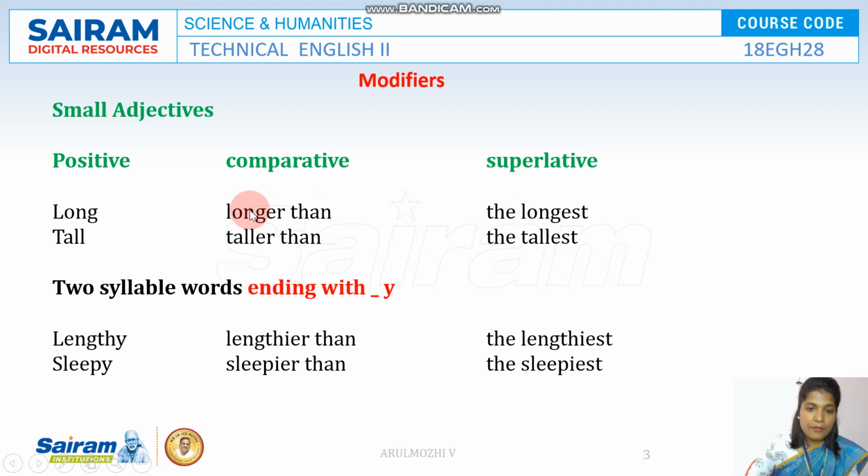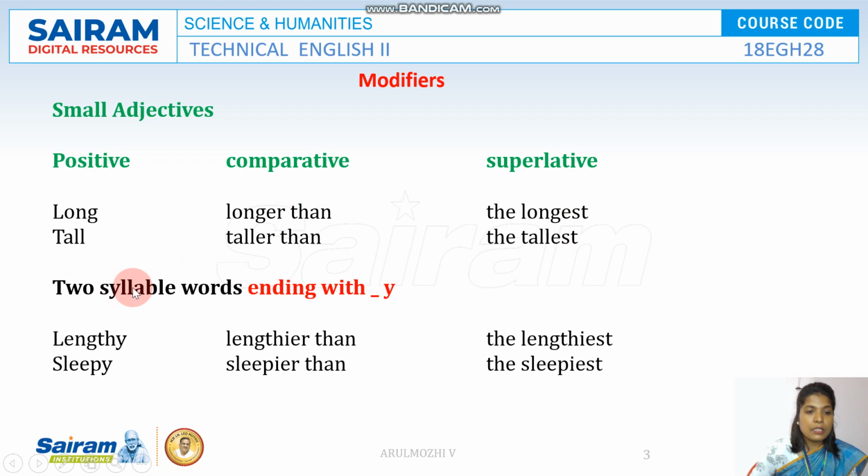If you say this school is long than that school, that is wrong. You have to say longer than. You have to add er and than. For small adjectives, as we are adding er or est, you cannot use more. You cannot say this school is more longer than that school. That is wrong. You cannot have two comparative forms in a sentence. So you have to use only er or est for smaller adjectives.